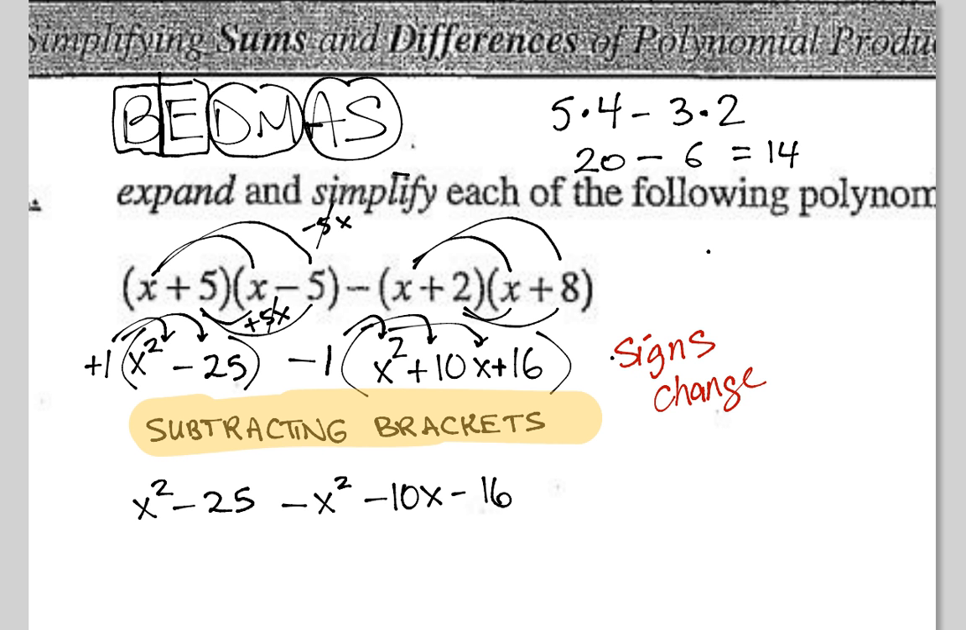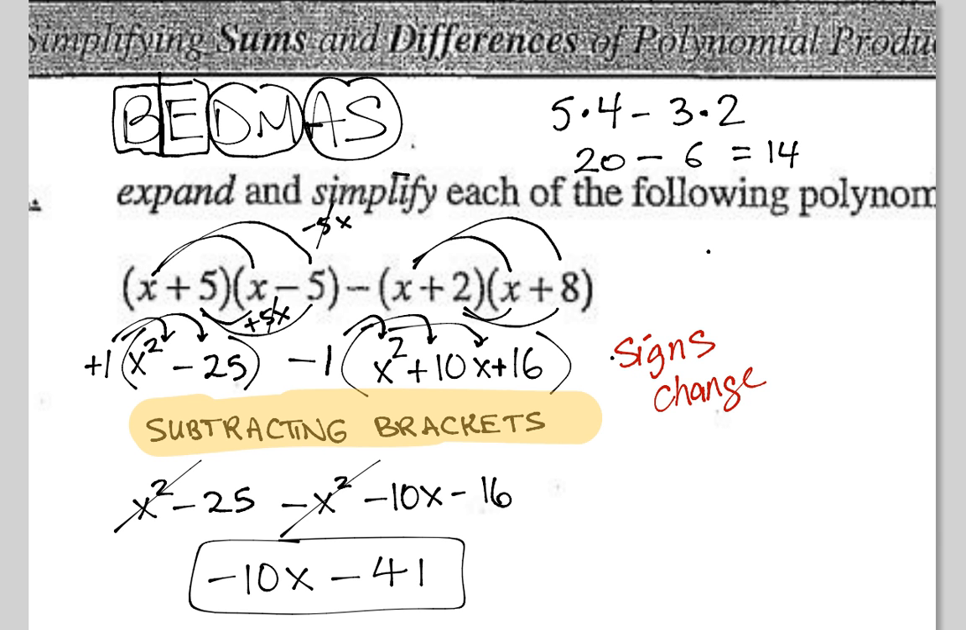Okay, now you can collect like terms. What happens to the squares? Cancel, good. And then you're left with a negative 10x and a negative 41, good. And notice how I put them in the descending order, like the x goes first and then the constant. That's a convention.